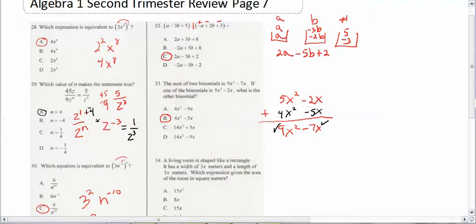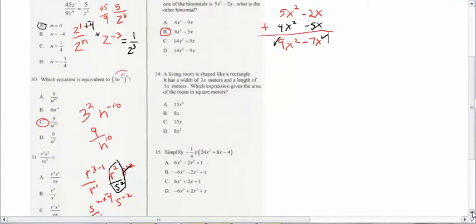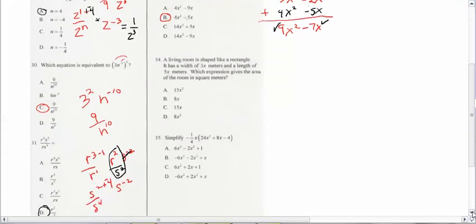Okay, the next problem says a living room is shaped like a rectangle. It has a width of 3x meters and a length of 5x meters, so just a rectangle. It says which expression gives the area of the room. Area is length times width. So I'm just going to put 5x here and 3x here. I just have to multiply it. I get 15, and then x times x, x squared. So I'm looking for 15x squared.